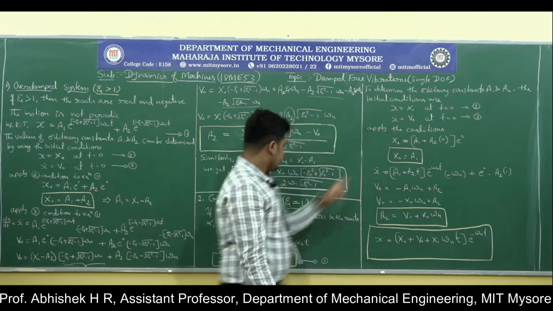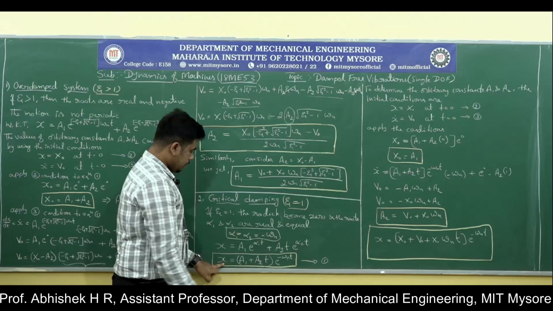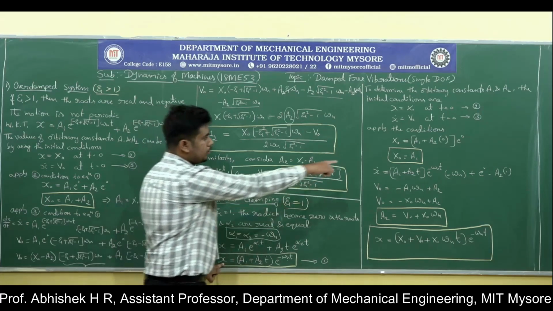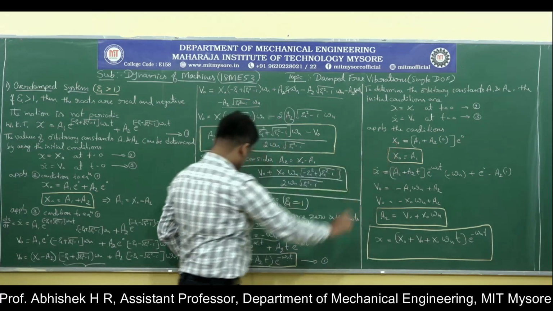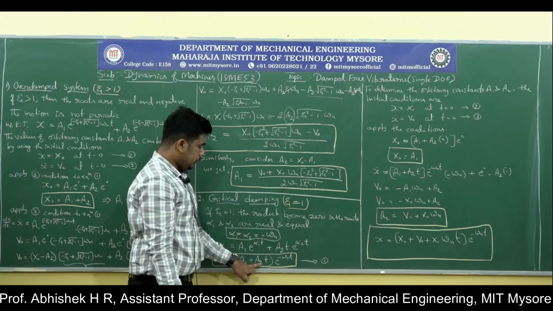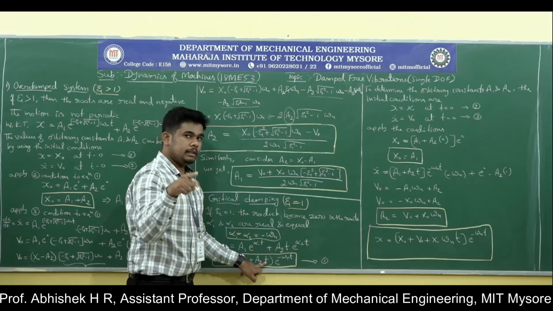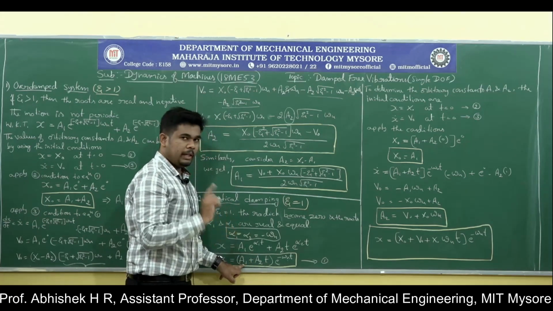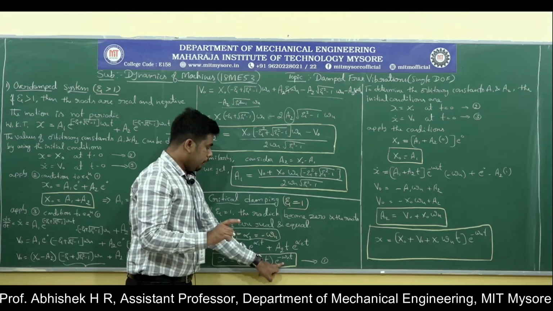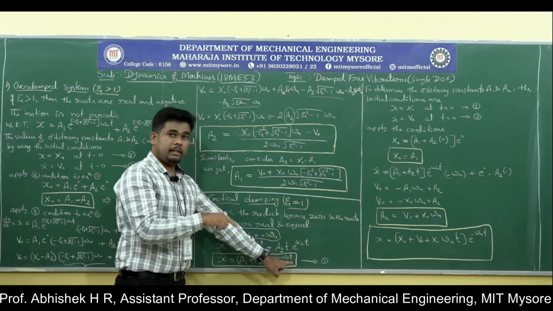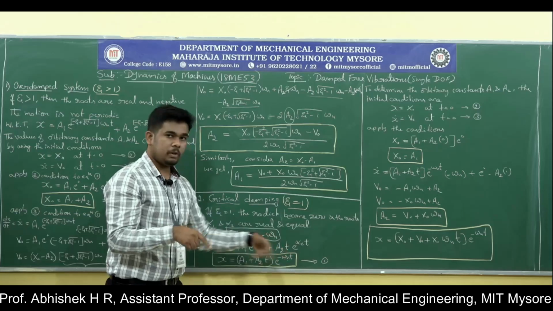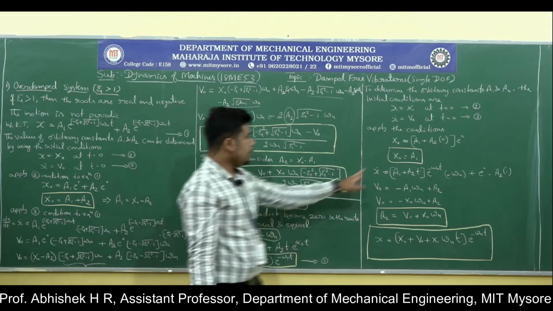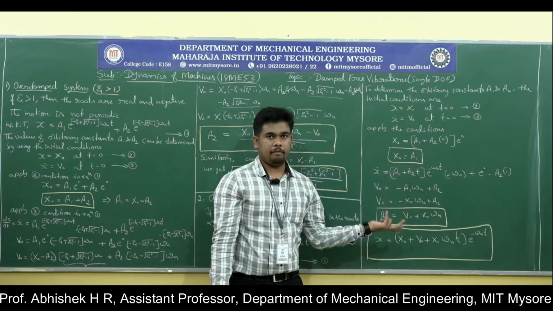Now here I have x. In place of x, write x dot, then a1 plus a2 into t is 0, so only a1 into e to the power of minus omega n into t remains. Again t is 0, so e to the power of 0 is 1, so the remaining term is x naught is equal to a1.